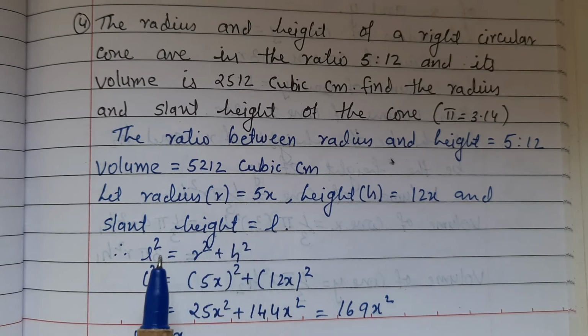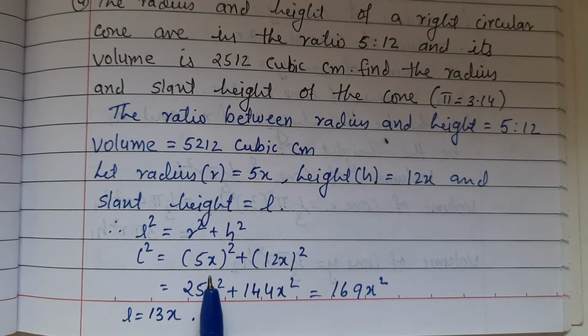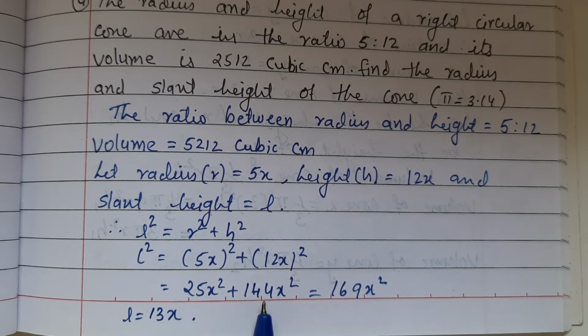Therefore, slant height L square equal to R square plus H square. L square equal to 5x the whole square plus 12x the whole square, equal to 25x square plus 144x square, equal to 169x square. L square equal to 169x square. Therefore, L equal to 13x.